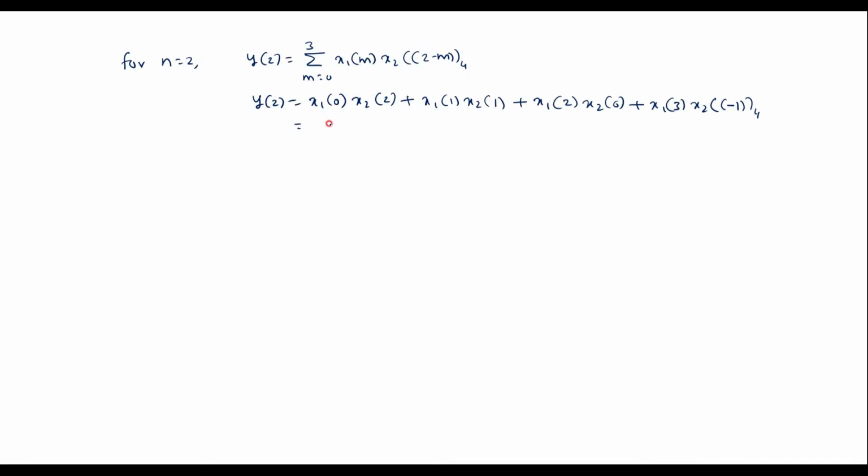x1 of 0 is 1 into x2 of 2 is 0, plus x1 of 1 is 0 into x2 of 1 is 1, plus x1 of 2 is minus 1 into x2 of 0 is 0, plus x1 of 3 is 0 into x2 of 4 minus 1, that is x2 of 3 is minus 1, that is nothing but 1 plus 1, that is 0 plus 0 plus 0 plus 0. Therefore y of 2 is equal to 0.